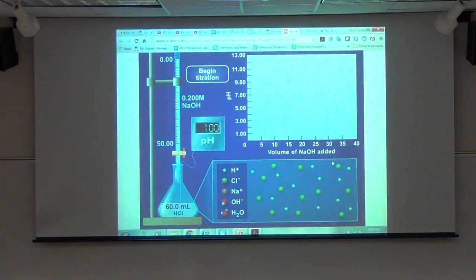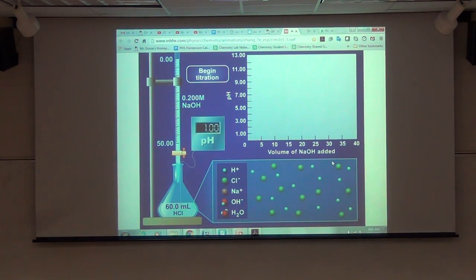So the first one, just kind of listen. In a titration experiment, a solution of accurately known concentration, called a standard solution, is gradually added to another solution of unknown concentration until the chemical reaction between the two solutions is complete. Let's consider the titration of an unknown concentration of a hydrochloric acid, HCl, solution with 0.20 molar sodium hydroxide, NaOH. Click on the button to begin the titration.